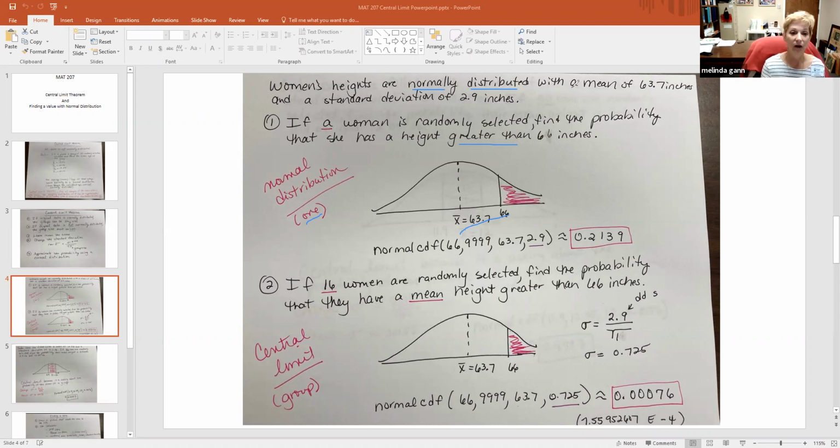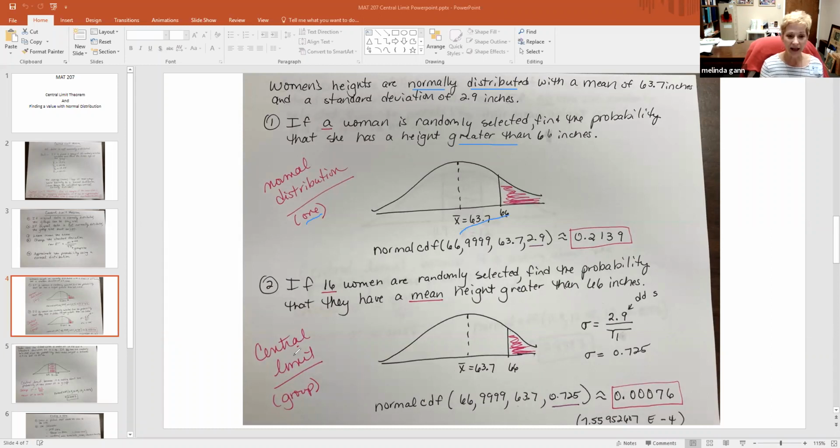Okay? Now, look at the difference in that problem and this problem. If 16 women are randomly selected, find the probability they have an average height greater than 66 inches. All right, so do you understand what I'm saying? I'm grabbing 16 women. I am finding the height of all 16. I'm adding them up and dividing by 16 so I get an average for the group. So I want to know what's the probability that the average of that group is bigger than 66 inches.